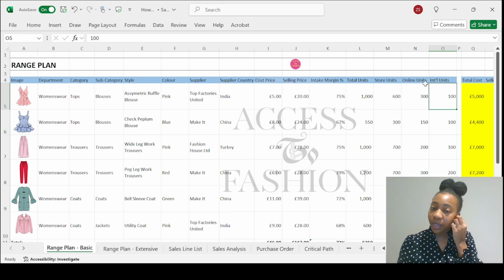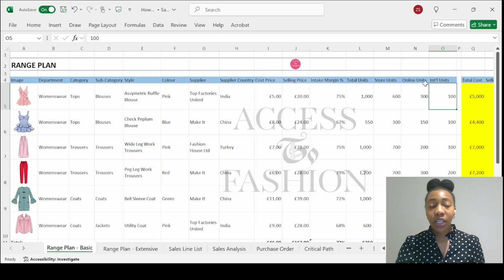What international usually means, especially for high street retailers, is that they will have some franchise stores of that brand, and they will send those units overseas to sit in those franchise stores. So yeah, that's nice.